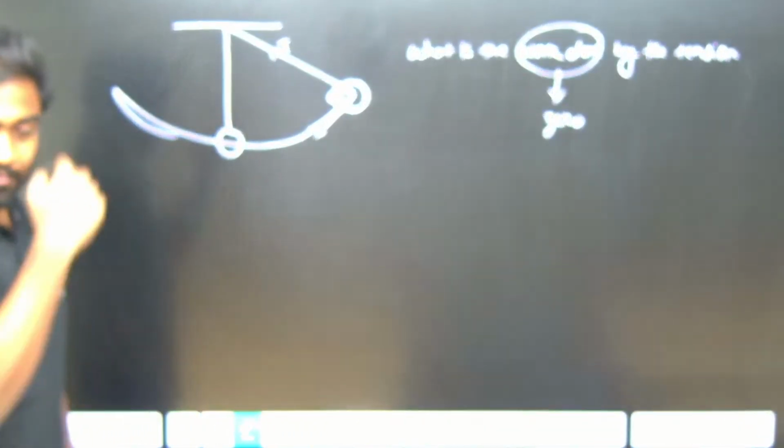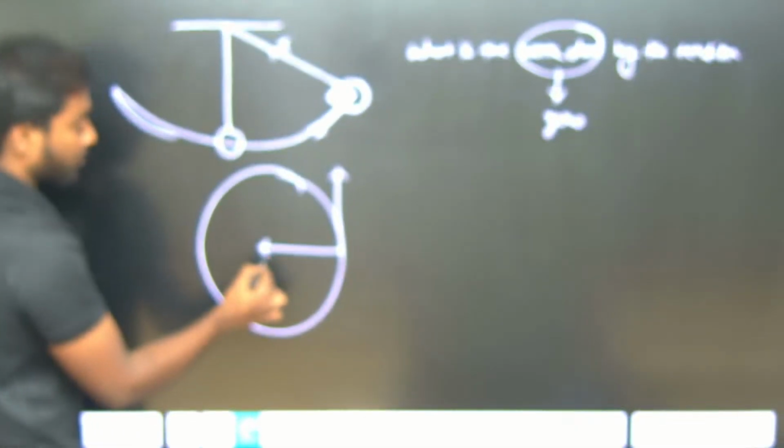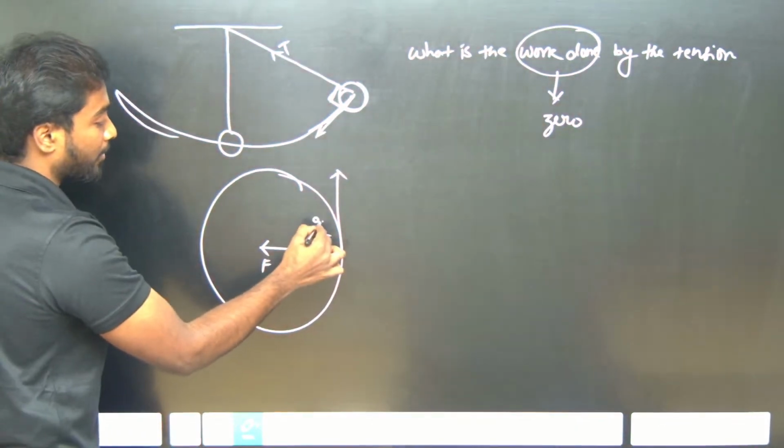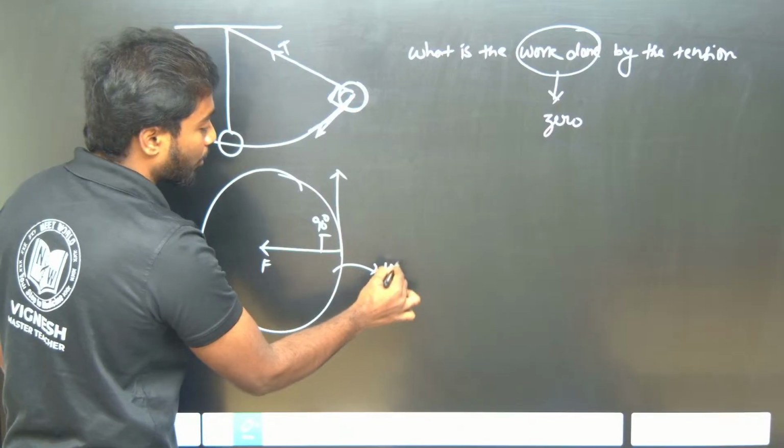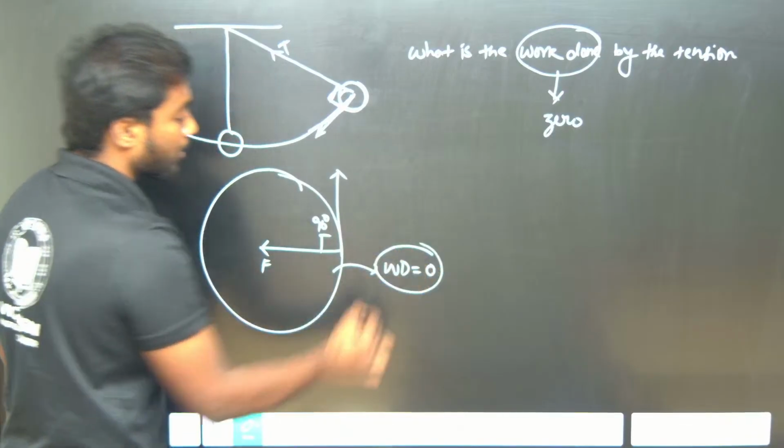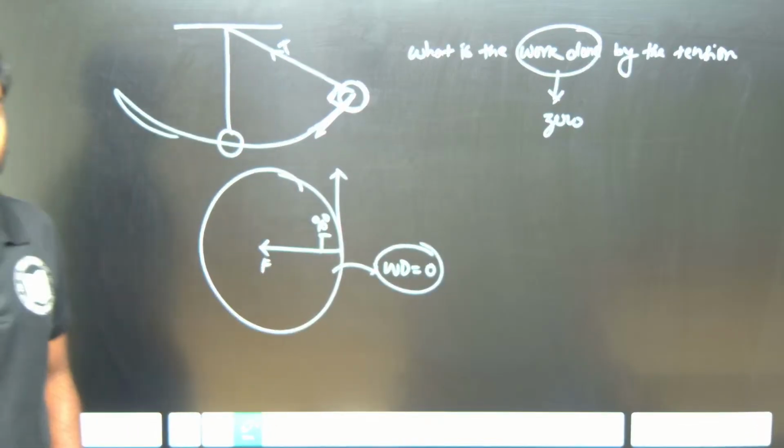The same situation we have discussed in the circular path. Suppose an object is going in this direction. This is the velocity of the object, and the force is in this direction. So the angle between them is 90 degrees. So for this also work done will be equal to 0.